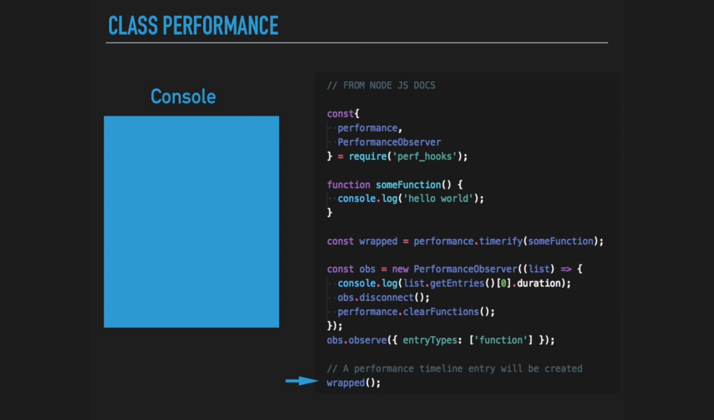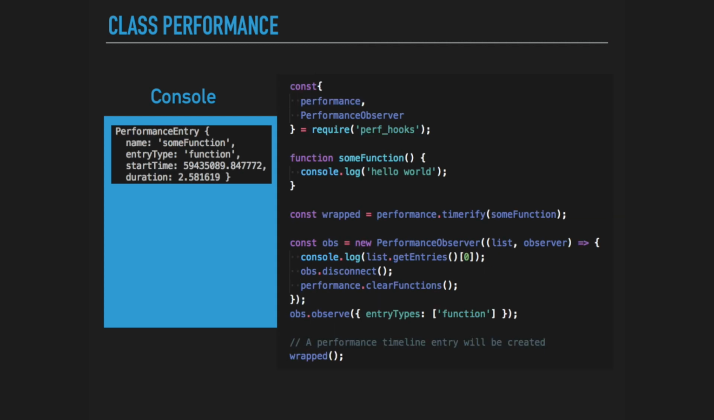So at the end of all of this long mess of code, we go ahead and call wrapped, and that's going to log our hello world and also give us a duration. That's great, but we're just getting the duration, and I wanted to let you see the entire performance entry. So I went ahead and called the entire entry here. You're going to get the name, which is referencing the function, the entry type, which is function, the start time, and the duration. If you wanted to find the end time, you could take the duration and the start time and perform some mathematical calculations.